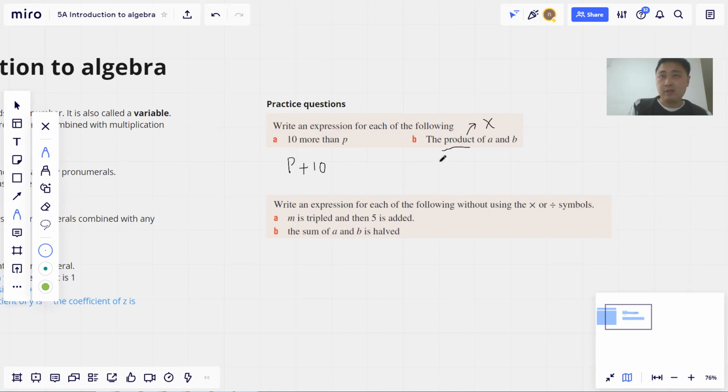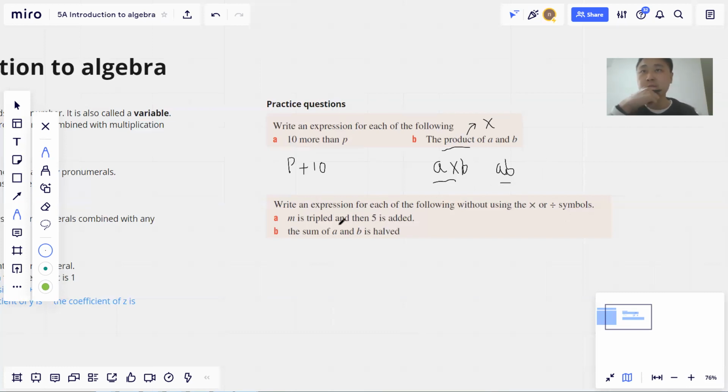So you can write your answer as a times b, or you can write ab, because we know ab means a times b. So both answers are okay. You just write either this one or this one. Thank you, Tyler. Thank you, Max. So it's a times b, or you write ab. That's it. Okay, so that's the first practice question.